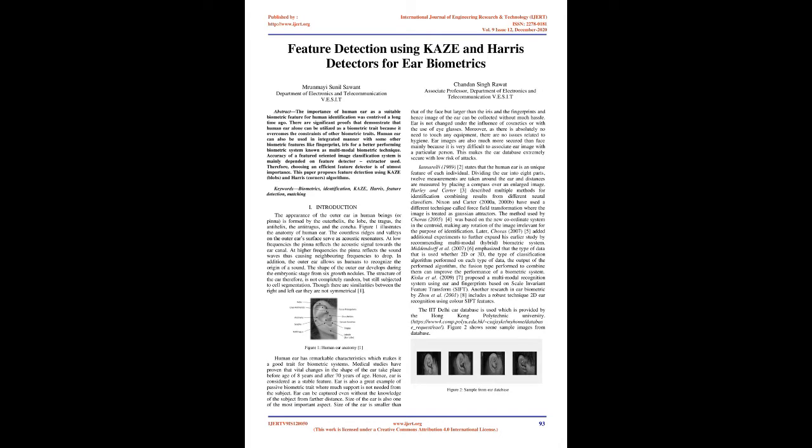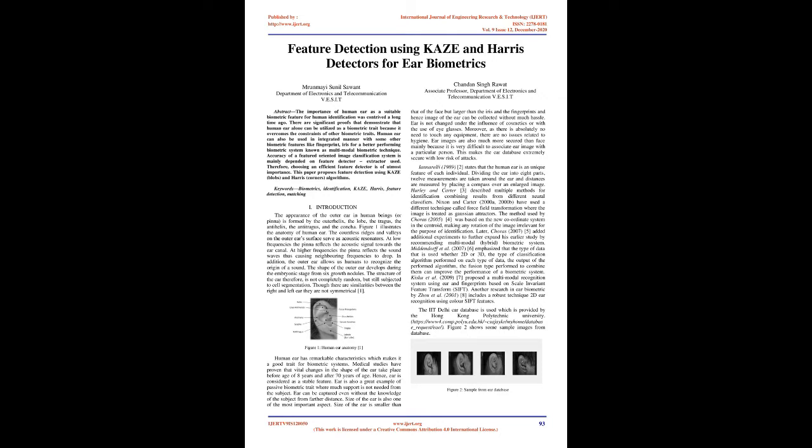The ear is also a great example of a passive biometric trait where much support is not needed from the subject. The ear can be captured even without the knowledge of the subject from a farther distance. The size of the ear is also one of the most important aspects. The size of the ear is smaller than that of the face but larger than the iris and the fingerprints, and hence the image of the ear can be collected without much hassle. The ear is not changed under the influence of cosmetics or with the use of eyeglasses. Moreover, as there is absolutely no need to touch any equipment, there are no issues related to hygiene.